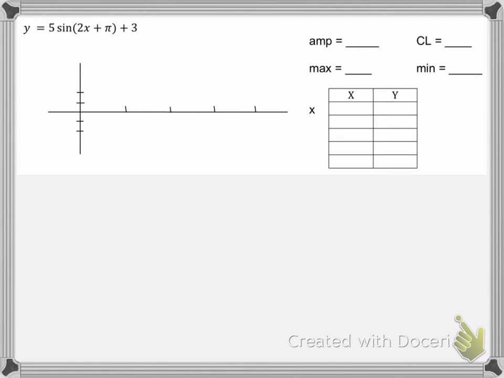And this will be our last example where we've added in every term. So my center line is y equals 3. My amp is 5. My max is 8, and my min is -2.